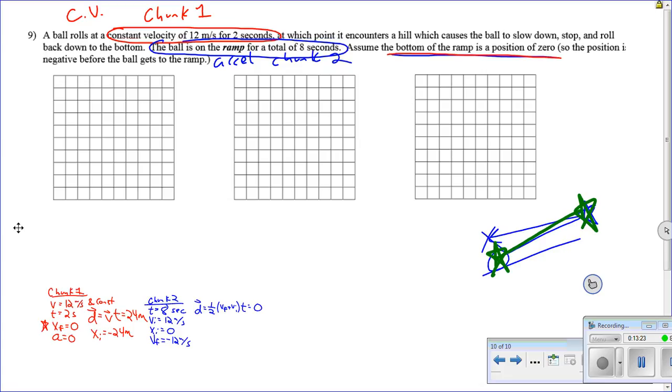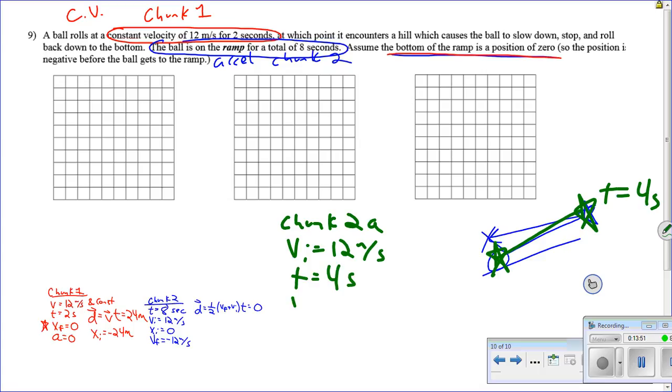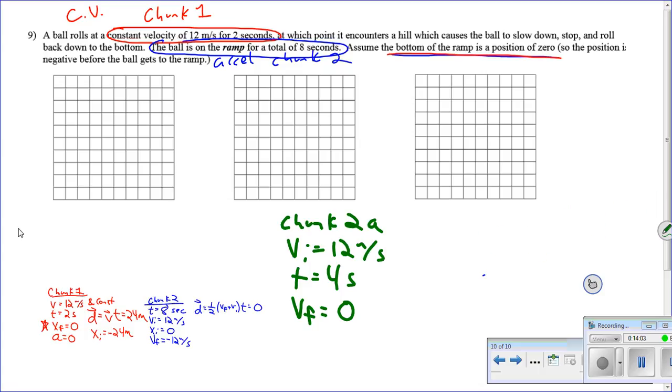Okay, so for that chunk, here's what we know. We know that our initial velocity is 12 meters a second. Oh shoot, I forgot to do something in chunk 2. I guess it doesn't matter. So how long does it take to get to this point? The time to get here is going to be half of the time it took to go up and down. So that's going to be 4 seconds, right? And then our final velocity is 0, right? Because it's got to stop up here at this point at the top. So, let me clear off a little more space. We can use this now to find our acceleration.